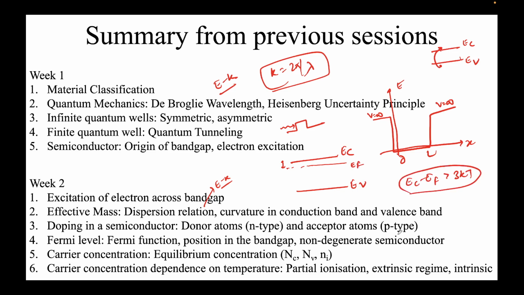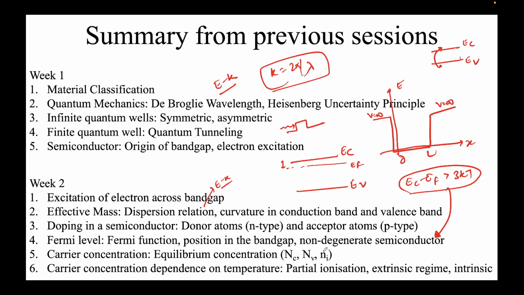Only when the semiconductor is non-degenerate. So this is the definition of a non-degenerate semiconductor. Please remember this. And then we saw the carrier concentration, that is the electron and hole concentration, in terms of some constants Nc and Nv. These depend on the material. For silicon they are different, for germanium they are different, for gallium arsenide they are different.